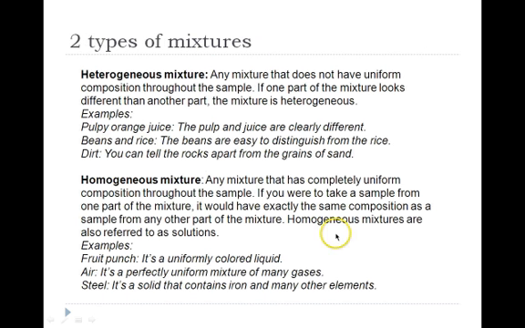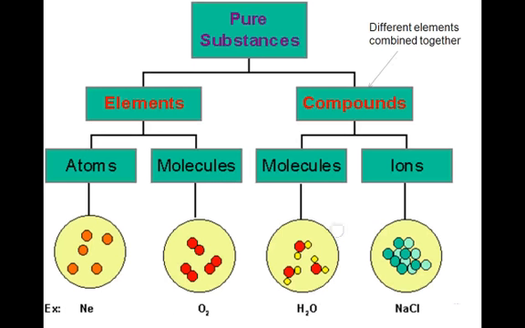Why don't you pause the presentation and go ahead and read through and write down a sentence that defines and summarizes for you what heterogeneous versus homogeneous is. All right, now, pure substances. Pure substances break down into elements and compounds, of course, and elements can be both atoms and molecules. Compounds can be molecules and ions. Make sure you pause the presentation and look at the examples of each of them.